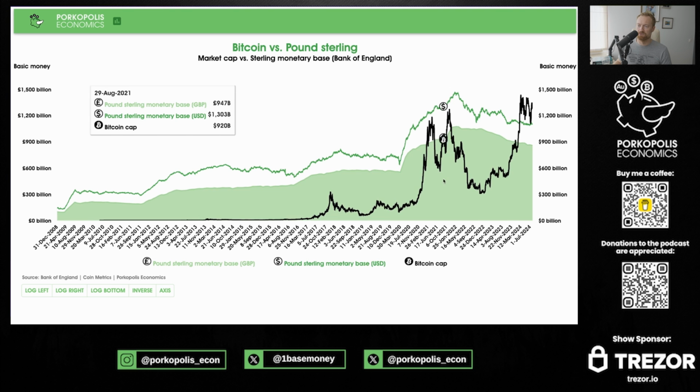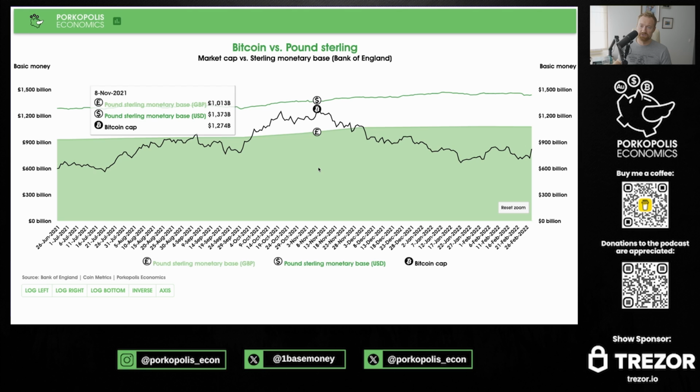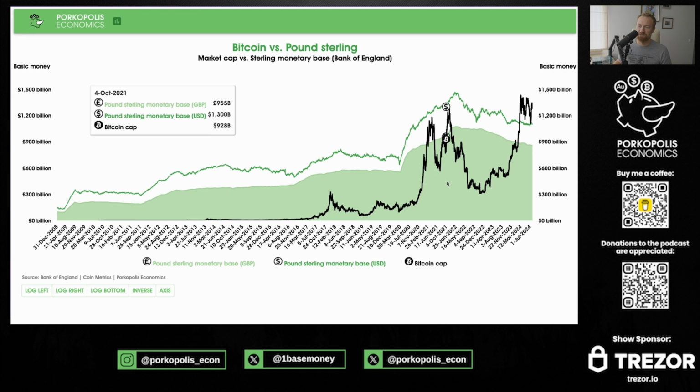Bitcoin got close to overtaking sterling. Remember, we're going to use apples to apples. This is dollar terms. Sterling monetary base was about $1.37 trillion. Bitcoin peaked in November 2021 at about $1.27 trillion. So only $100 billion less, but very, very close in value to the sterling monetary base. Then, of course, as happens with the cycles, Bitcoin retreats, went down to $15,000, $16,000 per Bitcoin.